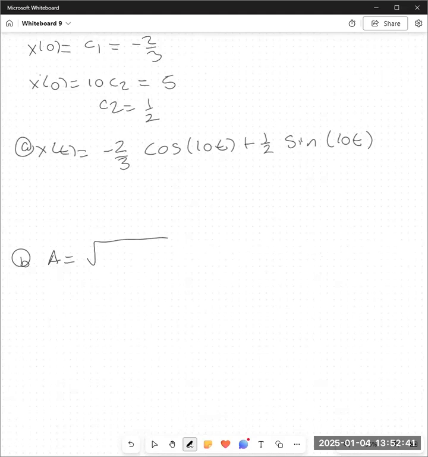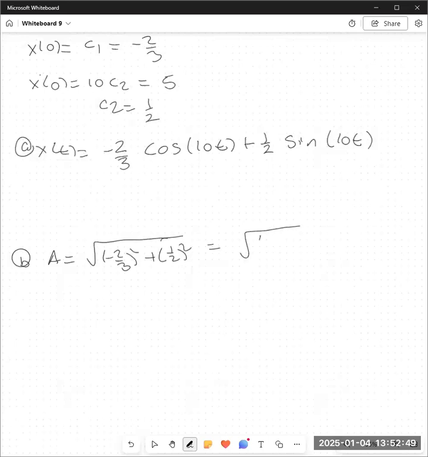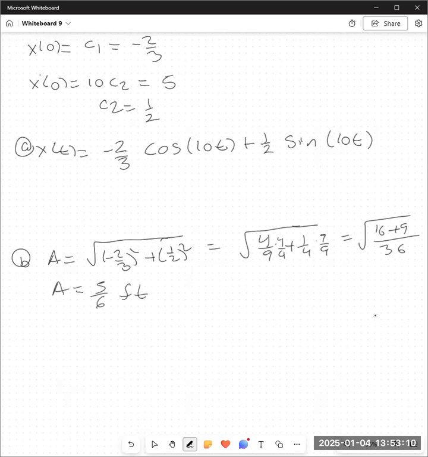So amplitude is going to be the square root of negative 2/3 squared plus 1/2 squared, which is the square root of 4/9 plus 1/4. So multiply by 4 over 4 and 9 over 9, and that gives me the square root of 16 plus 9 over 36. It's going to give me an amplitude of 5/6, and that's in feet. Our period is going to be 2 pi over omega, which is 2 pi over 10, which is pi over 5. It's sufficient to just write it like that with no units.